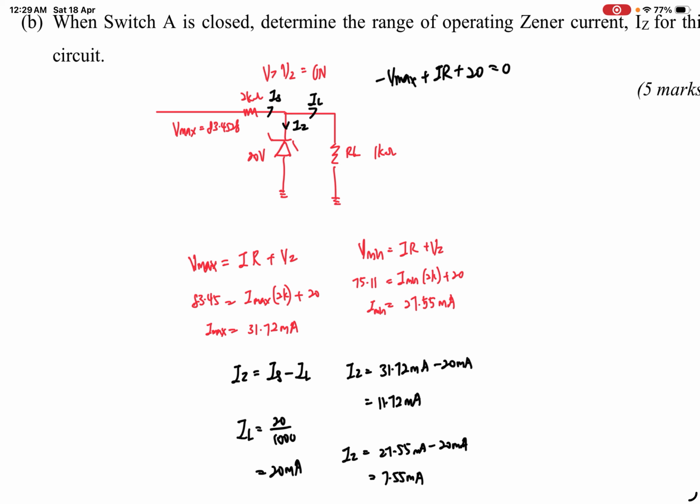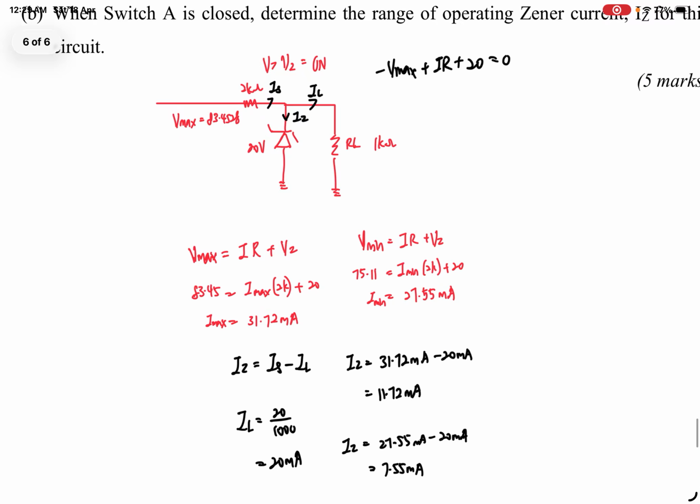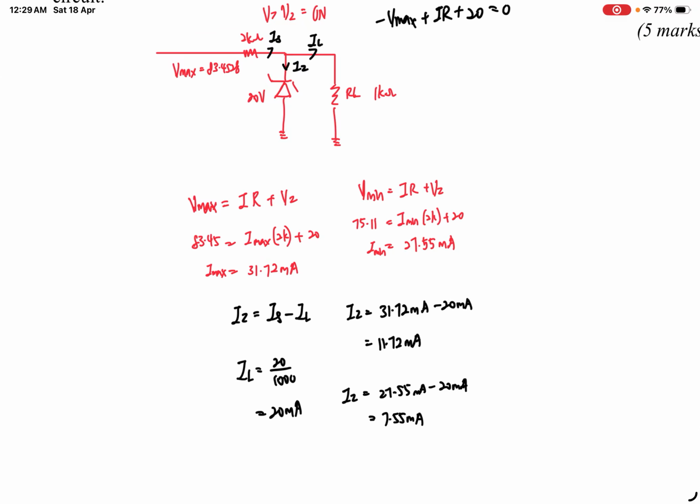For IZ we can use Kirchhoff's law also. Then we substitute and get 11.72 milliamperes. Also the 11.32 milliamperes is for the maximum current. For the minimum current, we get 7.55 milliamperes.